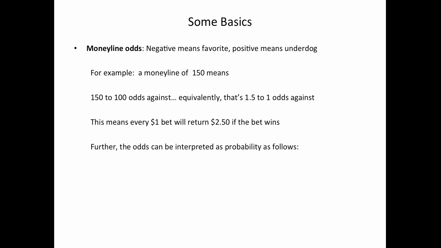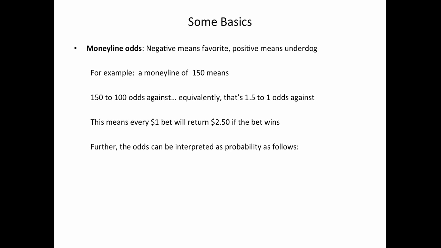Now, as another example, a money line of 150, a positive 150, that translates to odds against as 150 to 100. One could look at it as every $100 bet would pay 150 in winnings in addition to the $100 return. So the profit would be 150 for every $100 bet. That's equivalent to 1.5 to 1, means every dollar bet would return $2.50 if that bet wins.